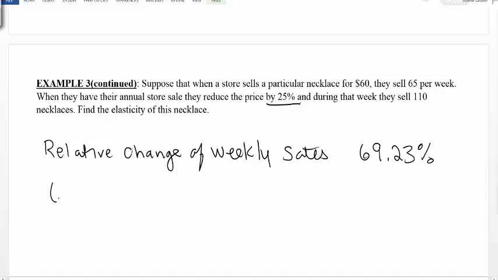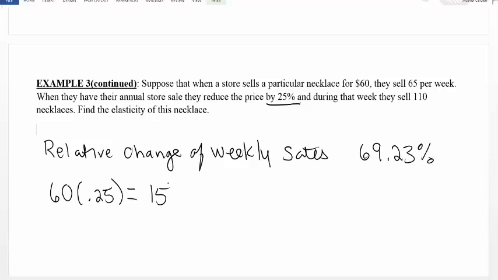if we were to multiply 60 by 25%, 0.25, that would give me the number 15. And what that represents is the amount of money that I'm going to take off of the price for this sale. So normally, the necklace is going to cost $60. I'm multiplying that by 25% to see how much of a discount I get, which is $15, which means that my new price is going to be 60 minus 15, which gives me $45. So my new price is $45.